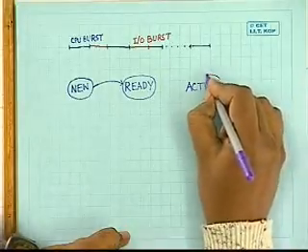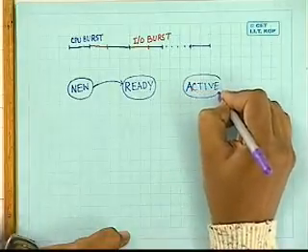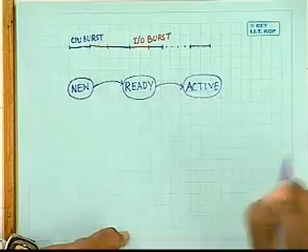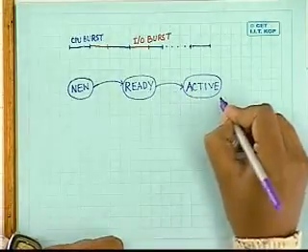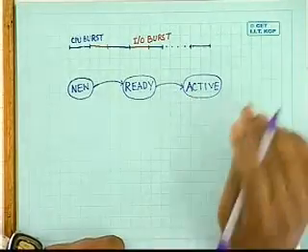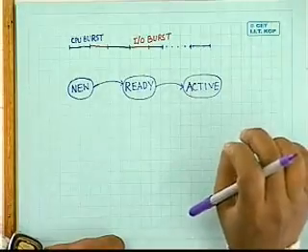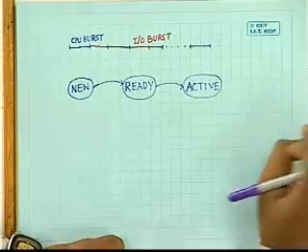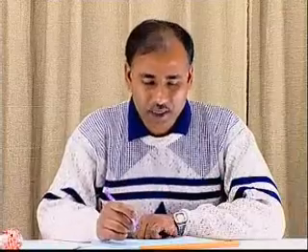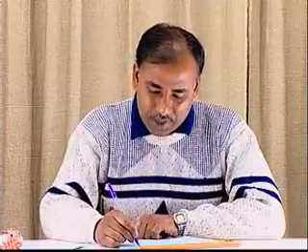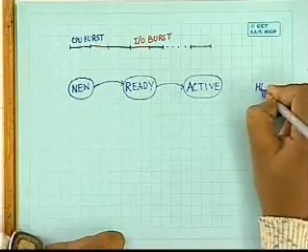So the job becomes active from ready. Okay. And finally, when the job is complete, that is all the CPU bursts of the job are complete, and even the last CPU burst for terminating the job is also complete, then the job comes out of the system, and the corresponding state we call the halted state.